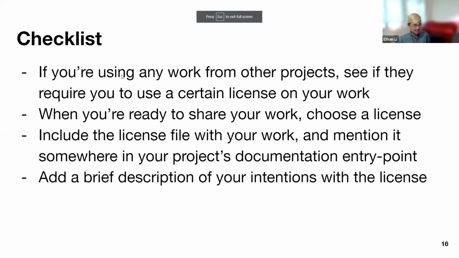So to summarize things, here's a practical checklist of how to apply everything I've talked about. The first thing is that if you're using work from other projects, you should look at what licenses they use, because they might require you to use certain licenses. If you're really unlucky, you might be using two different projects that require different licenses. That means those projects are conflicting with each other, which means you actually have to stop and remove one of those projects from your project, which is annoying.